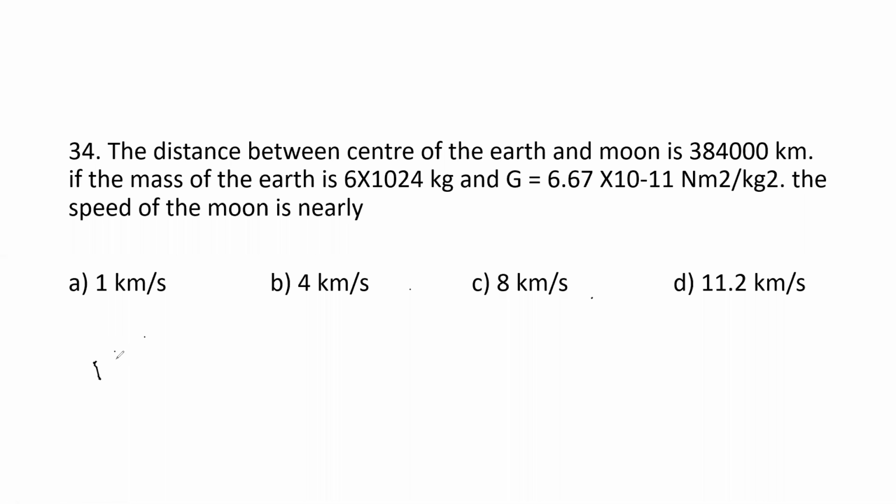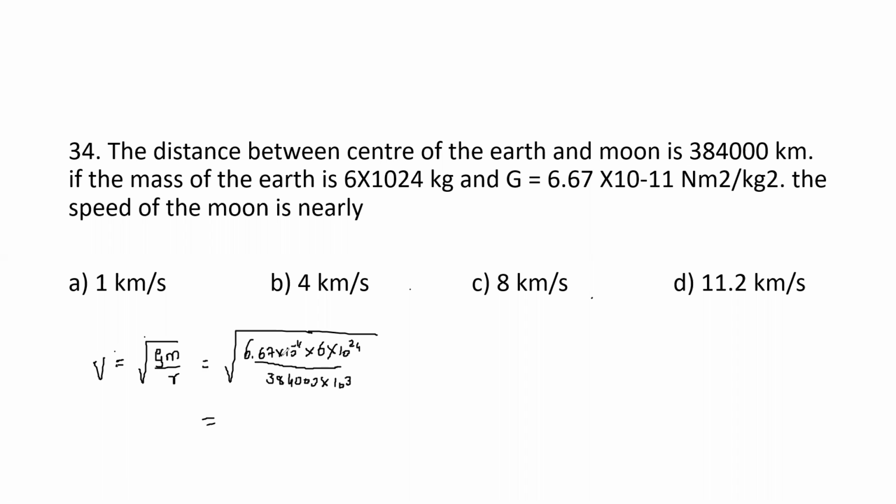We know that orbital speed v is equal to under root of G into M divided by r. Substitute the values: G is 6.67 into 10 raised to minus 11, M is 6 into 10 raised to 24, divided by r. The r value is 384,000 kilometer, as given. I'll convert it into meters, that is multiply by 10 to the power of 3.